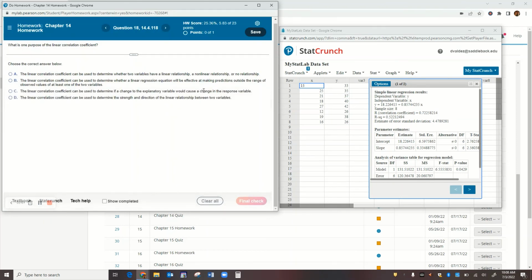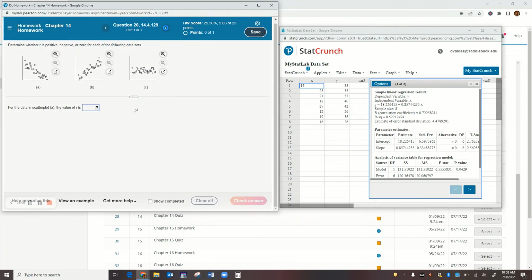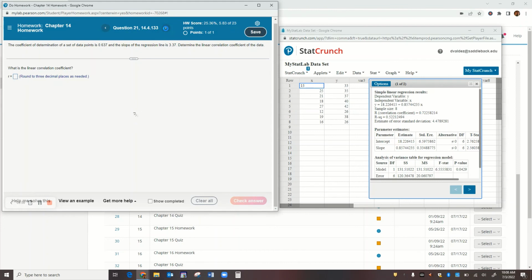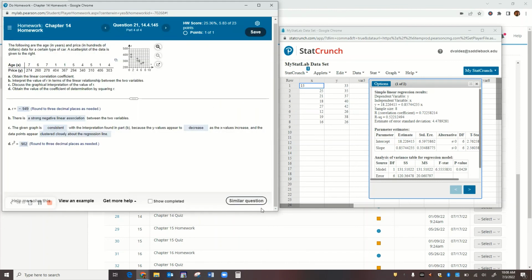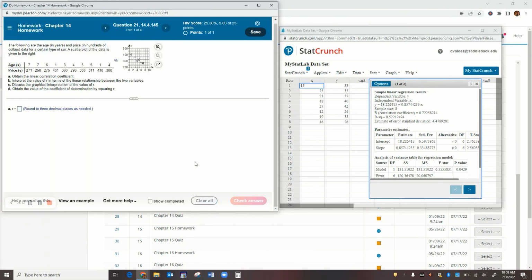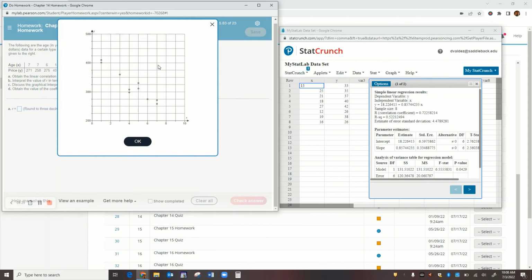Then I wanted to hop over, and now we're in 14.4. These are all pretty easy. Here we go, 21. So let's do this one again. So the following are the age in years and price in hundreds of dollars for a certain type of car. A scatter plot of the data is given to the right. Okay, so if you want to look at it, they already have it for us. Here's all the data points.